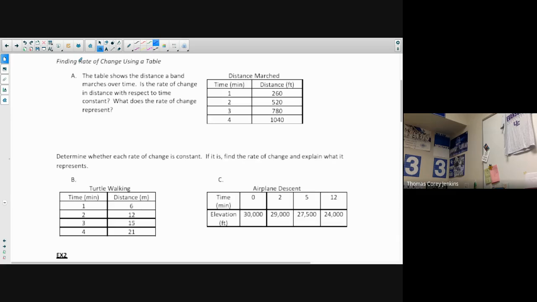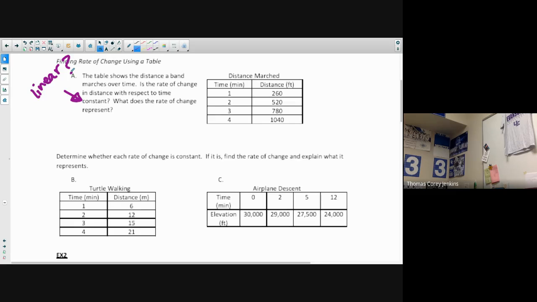A says finding rate of change using a table. So the table shows the distance a band marches over time. Is the rate of change in distance with respect to time constant? What does the rate of change represent? So is it constant? That is also known as, if we put these on a graph, would it be linear? Is it linear? Okay, that's the real question.